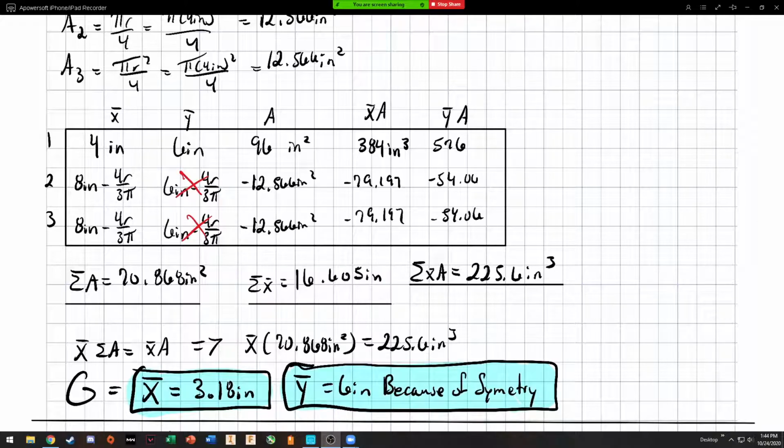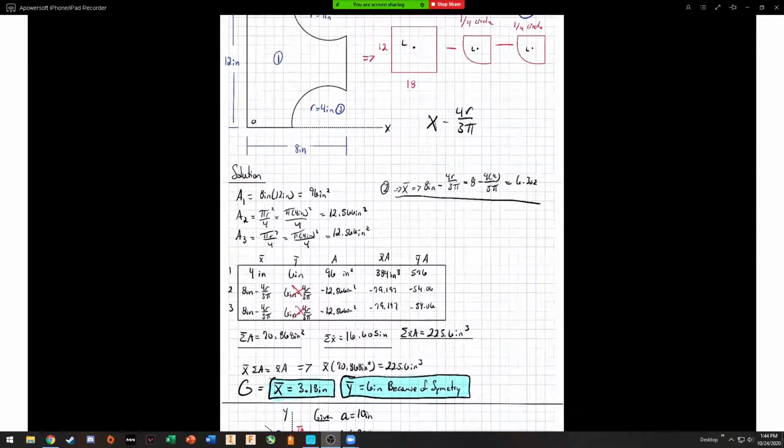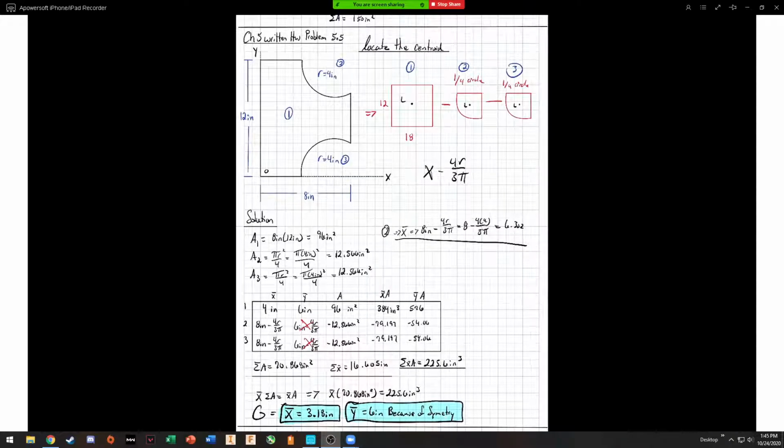And that's pretty much all you need to know for this problem. Do you have any questions? I'll zoom out so you can see the entire problem. There we go.